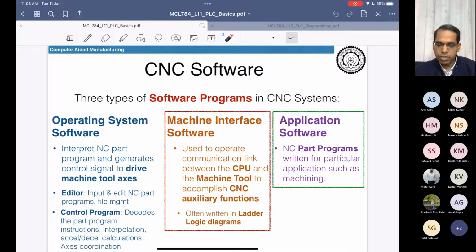When we are talking about the CNC software and programming CNC, we will be trying to understand programming the CNC controller, not the application program alone. So we will be discussing that part also. We will be discussing CNC part programming also. But before that, we will be discussing the machine interface software and the operating system software of a CNC machine.